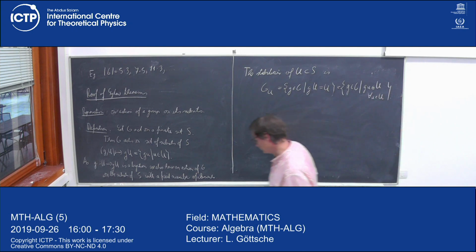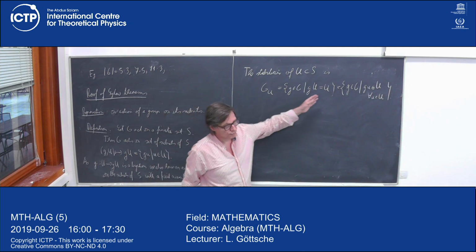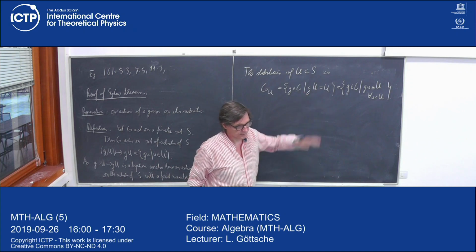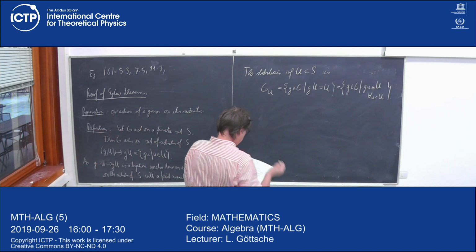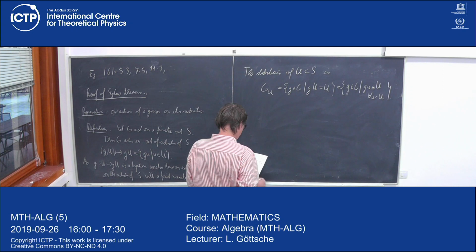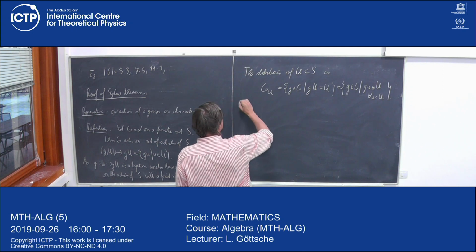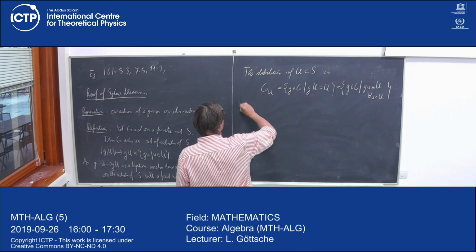Okay, that's the stabilizer. So it's not that every element of u is sent to itself, but every element of u is sent to a possibly different element of u. This is the stabilizer for this action on sets. And we have first a very trivial, I call it proposition, but it's more a remark.